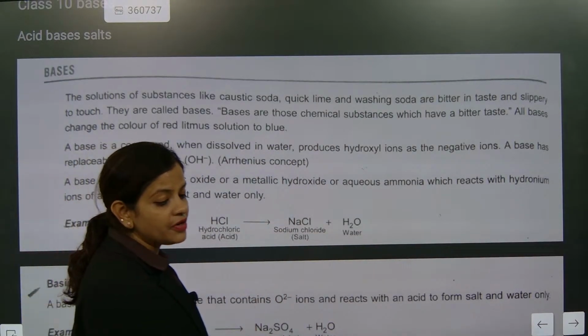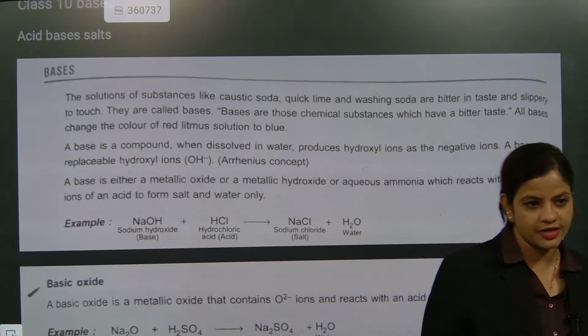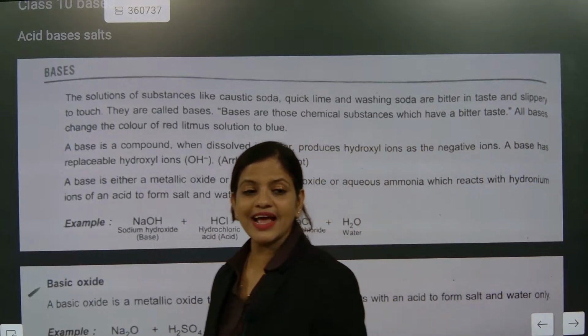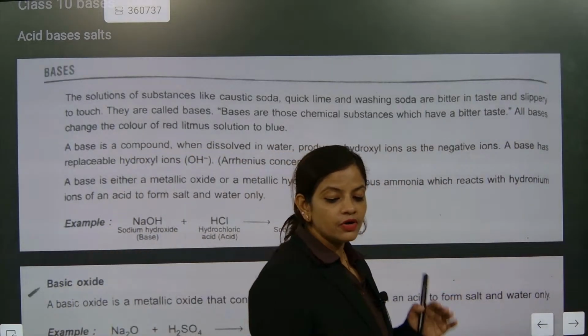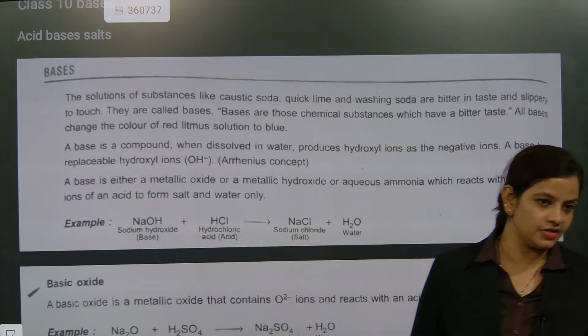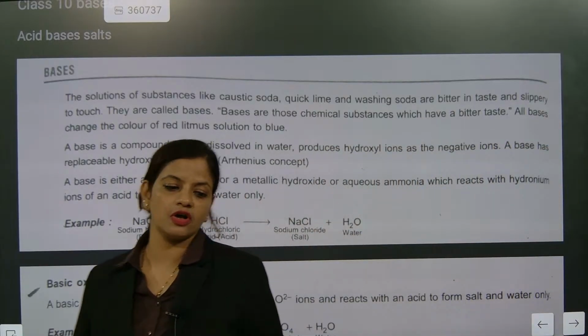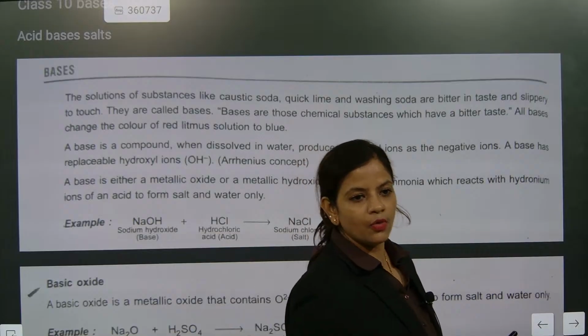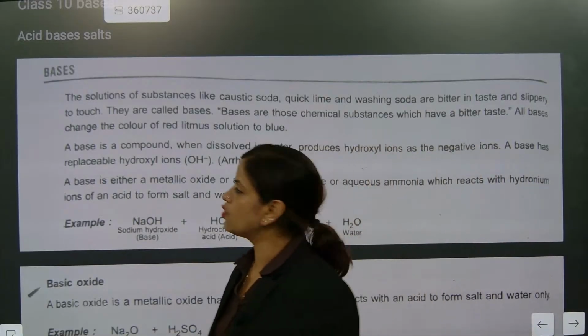After many years, we came to know about the Lewis concept. In the Lewis concept, acids and bases are not only dependent on hydrogen, they are dependent on ions. That is a totally different concept. I hope you have understood. Now we are going to go for the next part.